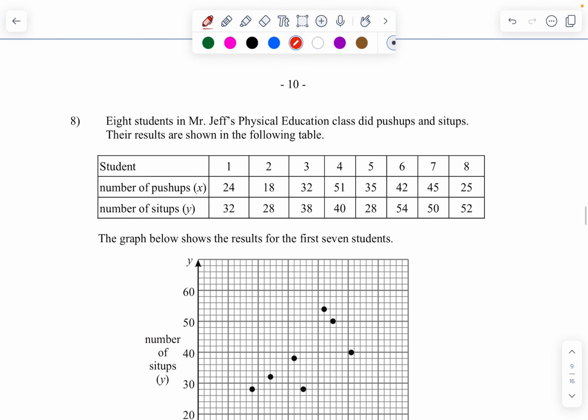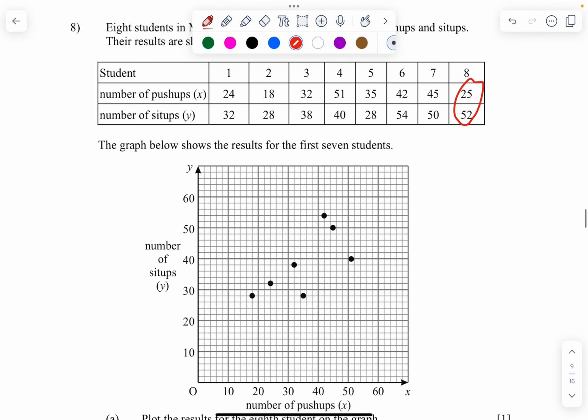Question number 8. 8 students in Mr. Jeff's physical education class did push-ups and sit-ups. The graph below shows the first 7 students. Plot the results for the 8th student in the graph. Who is the 8th student? The 8th student is (25, 52). 25 means it should be in the middle between 20 and 30, and 52 over here. So this is going to be the answer.